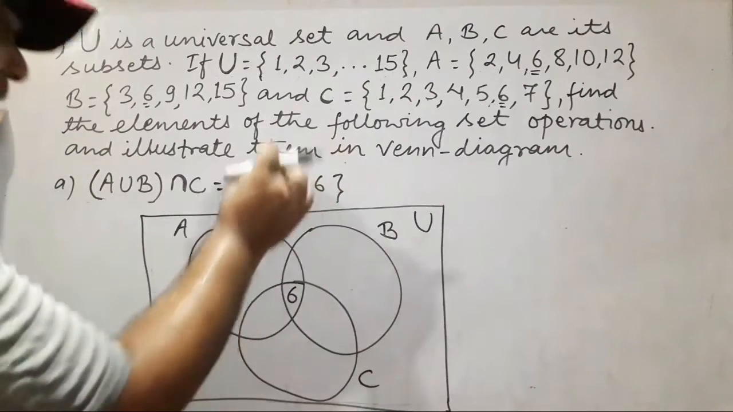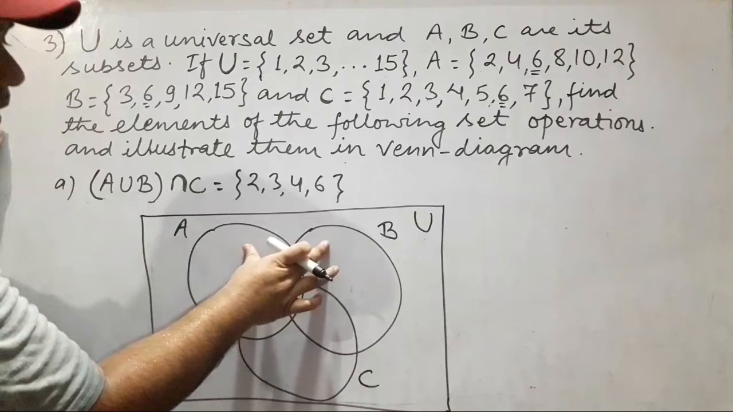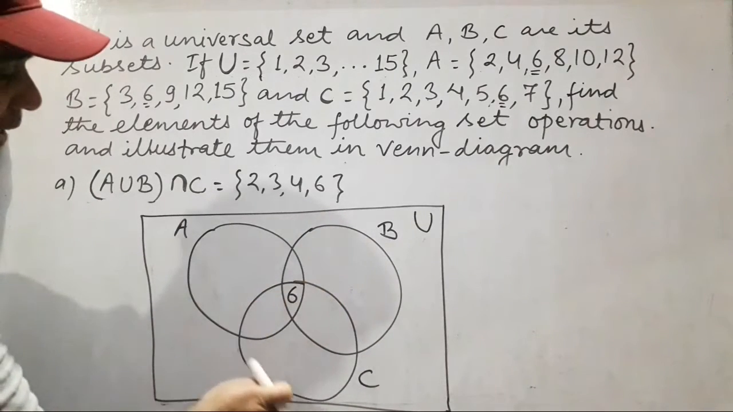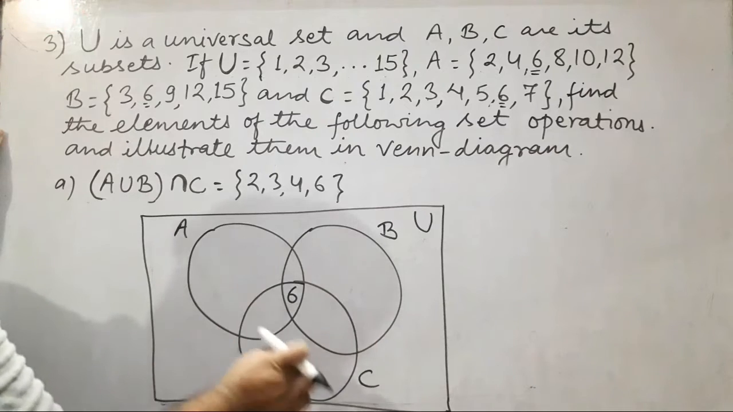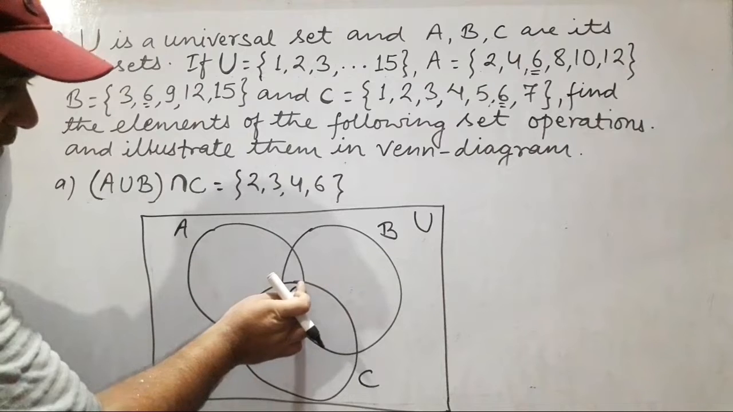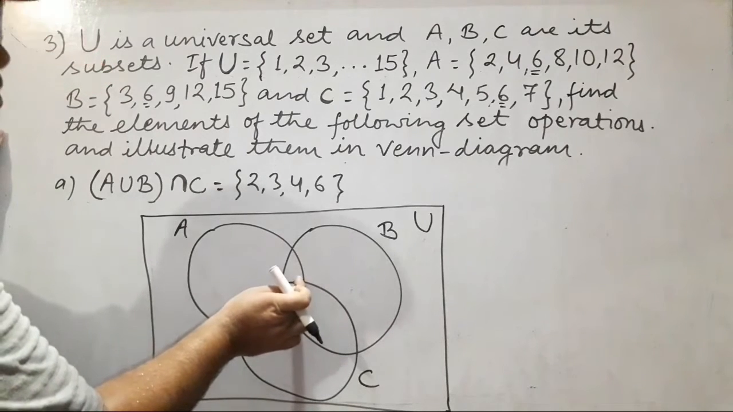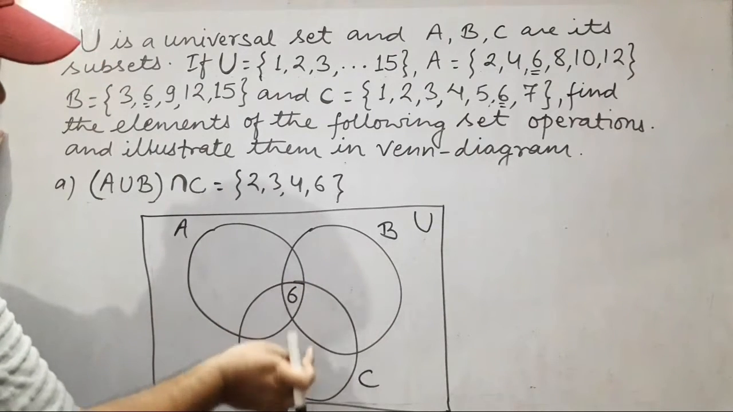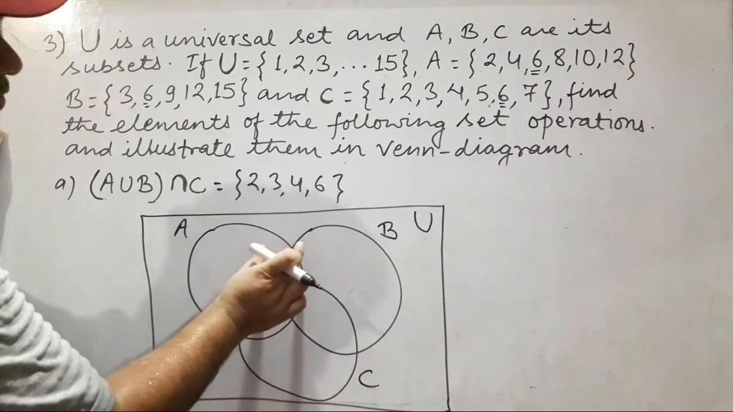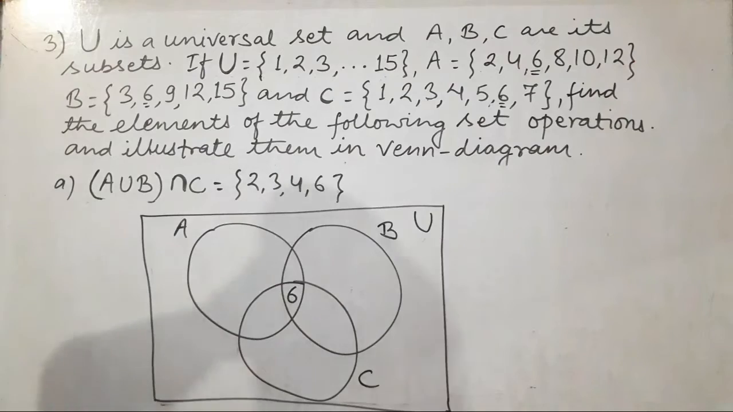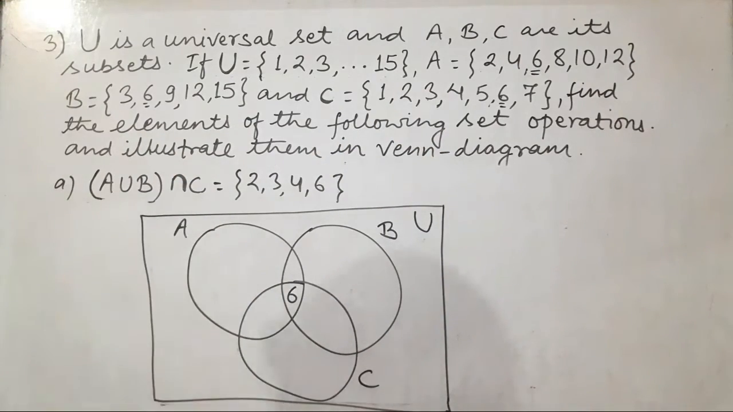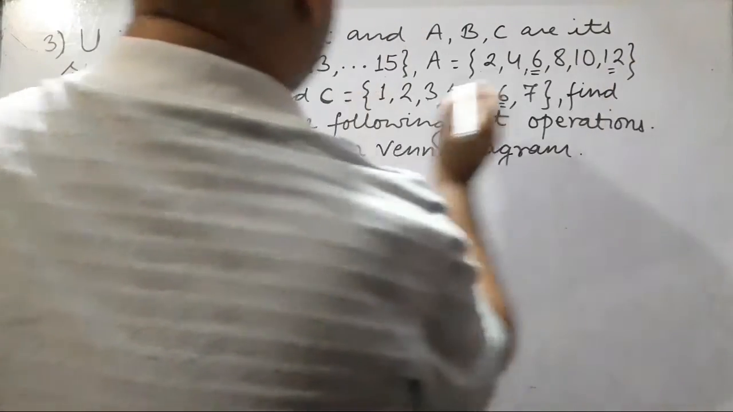Now let's see which elements are common only in the intersecting part of A and B. That element should not lie in set C, only in the common part of A and B. Since this part is also the part of C, we should not take this part, only the common part of only A and B. Let's see the element 12.